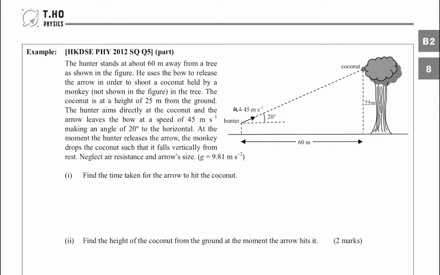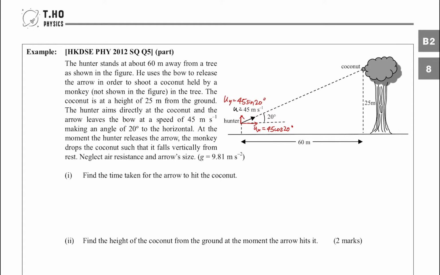So we can resolve the initial velocity into its horizontal component. So it's 45 cosine 20, and the vertical component uy is equal to 45 sine 20 degrees.